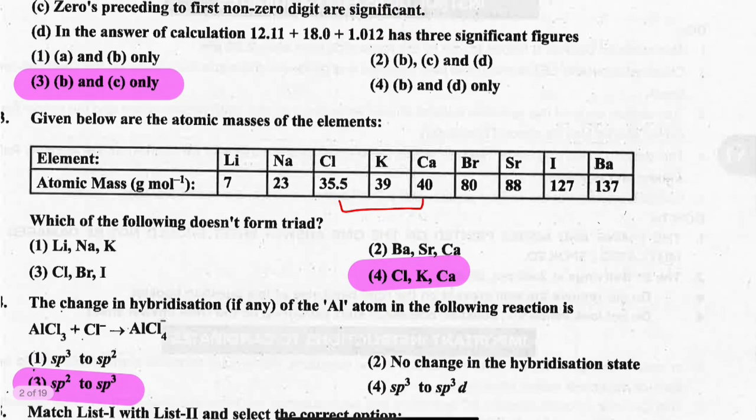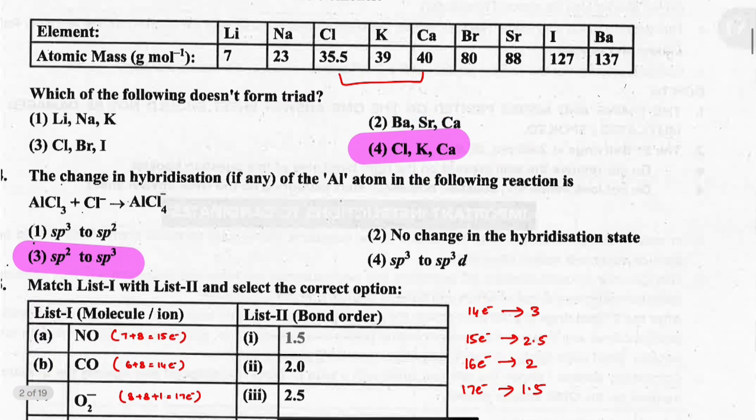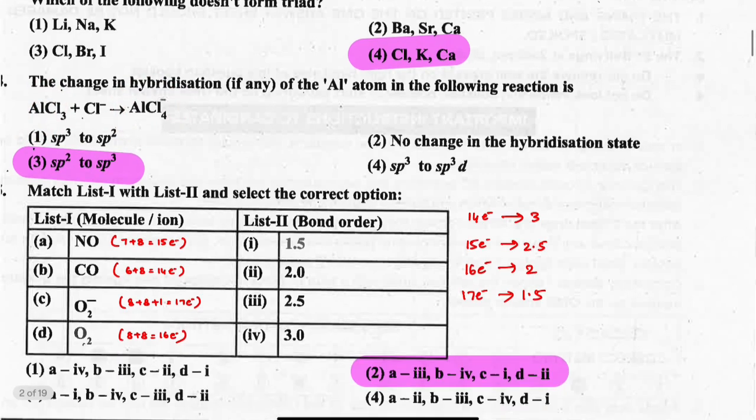Next, given below are the atomic masses of elements. Which of the following doesn't form a triad? So the answer is chlorine, potassium and calcium. Next, the change in hybridization of the aluminium atom in the following. So you can see here the change in hybridization. Here it is sp2 and here it is sp3.